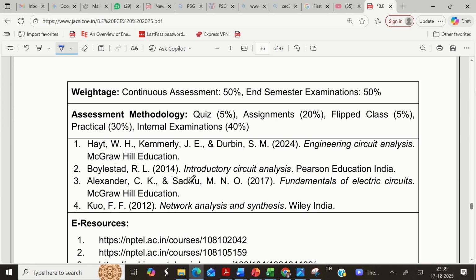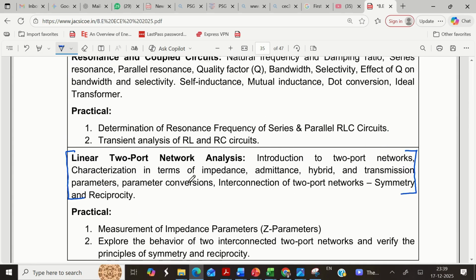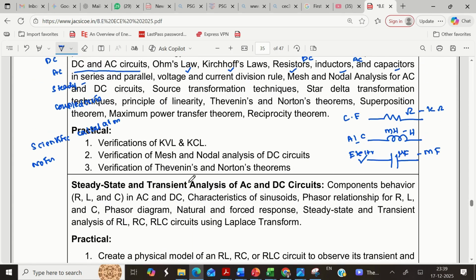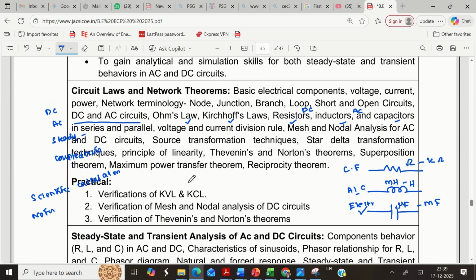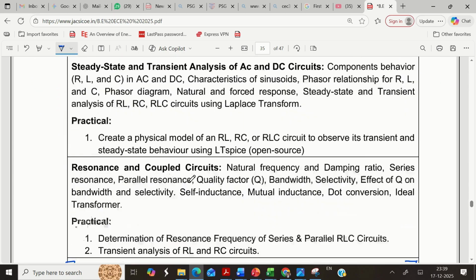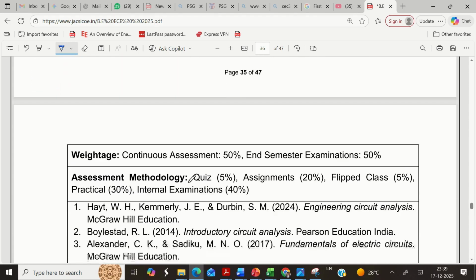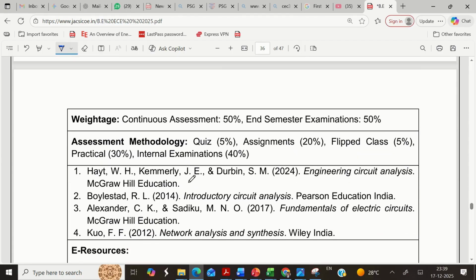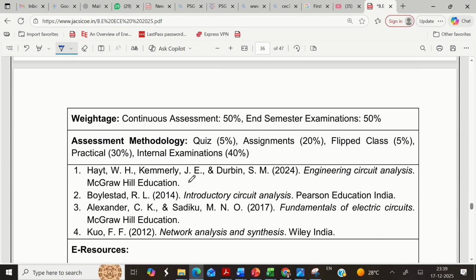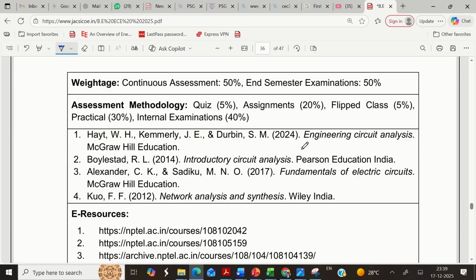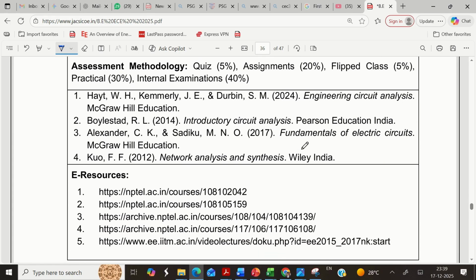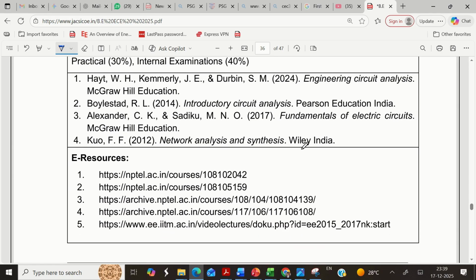This course has both theory and practical, integrated together, and we will have around 6 to 7 laboratory experiments, which can be done very easily. The assessment methodology includes internal examinations, flipped classrooms, and practicals. We also have many online resources and fundamentals to learn more about this course.